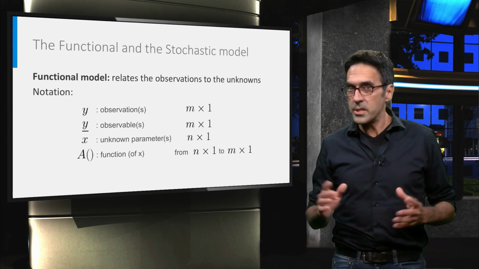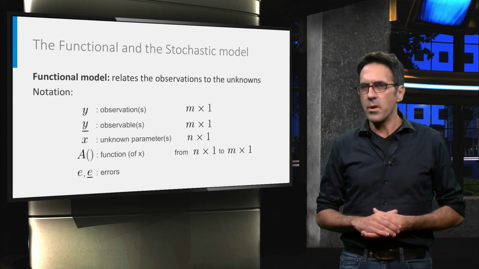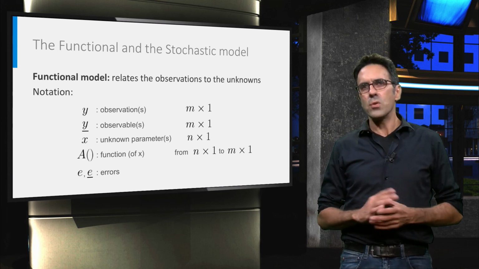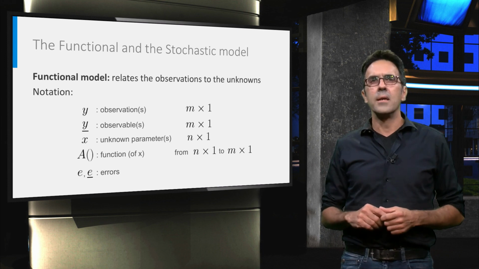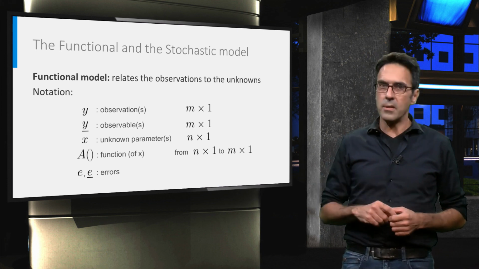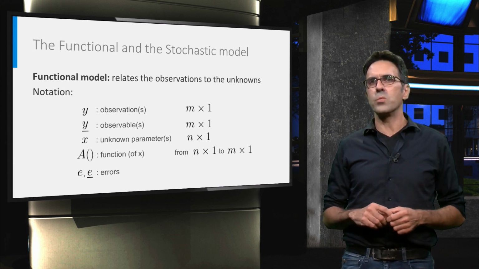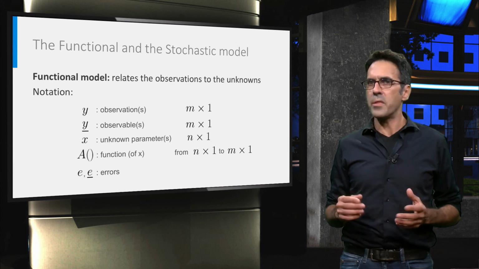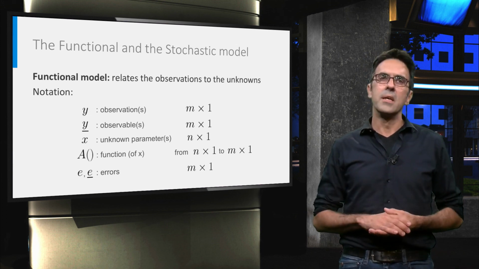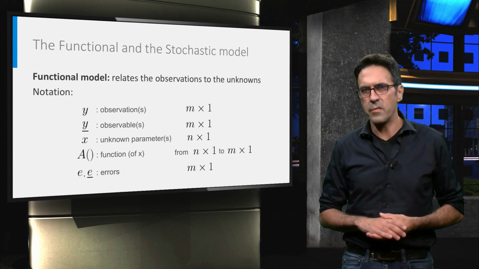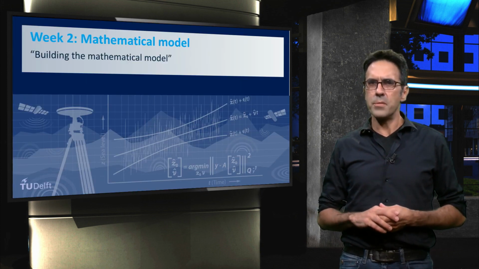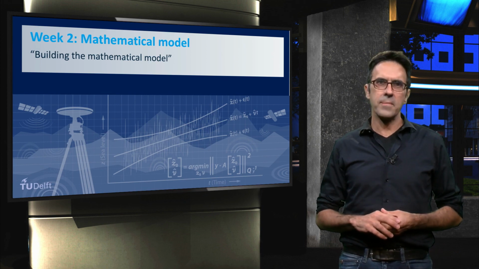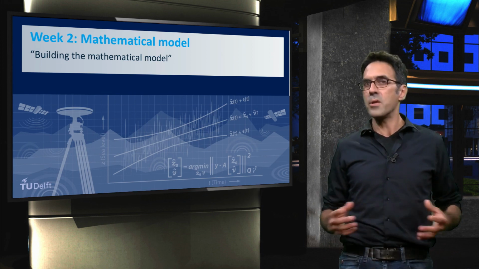The last characters in our story are needed to make the functional model complete. Since all measurements will be affected by errors, whether they are small or big, we need to include these errors also in the model. Each measurement will have such an error, which is why the length of the vector of errors is equal to the length of the vector of observables. So, now we have introduced the main characters of this story. In the following videos we will describe how they act together.